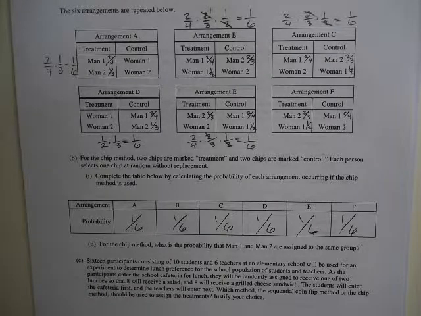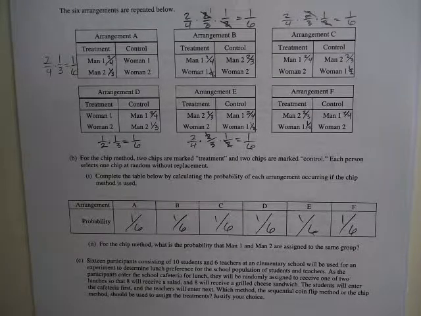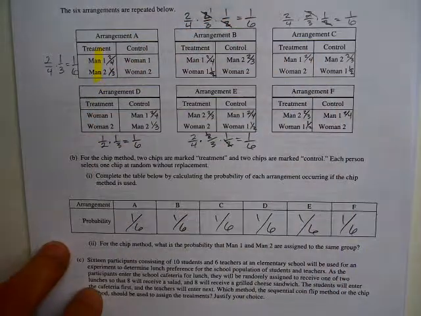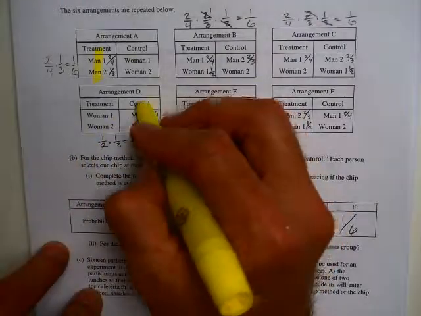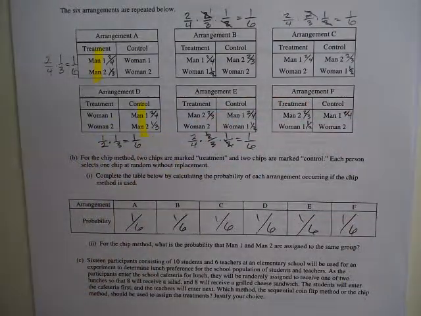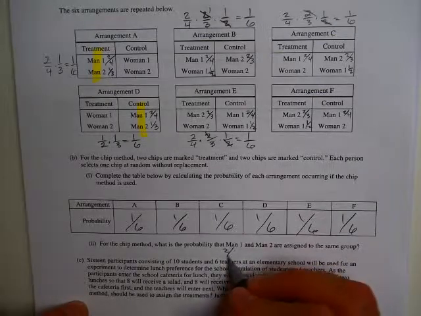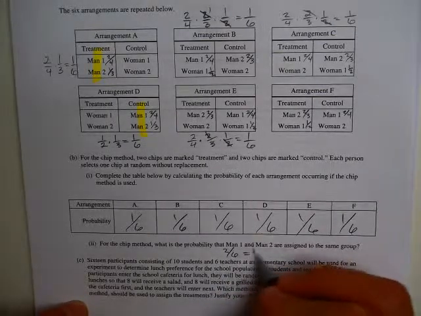Okay. For the chip method, what is the probability that man 1 and man 2 are assigned to the same group? Well, man 1 and man 2, that seems like that's 2 out of 6, or 1/3.